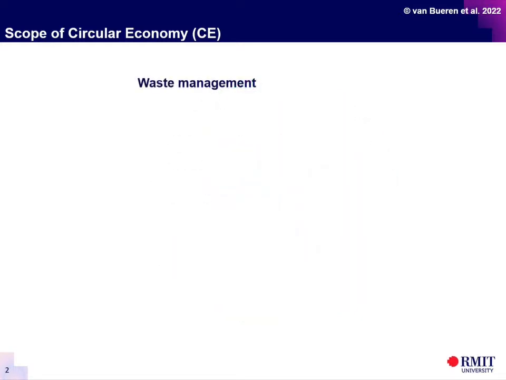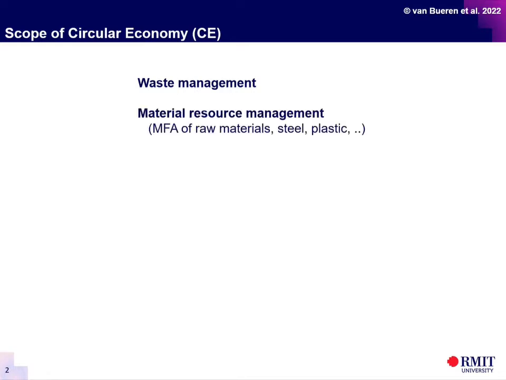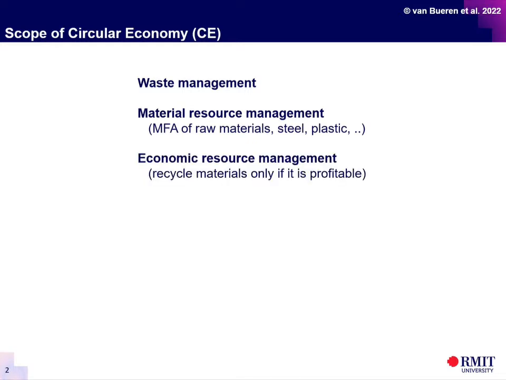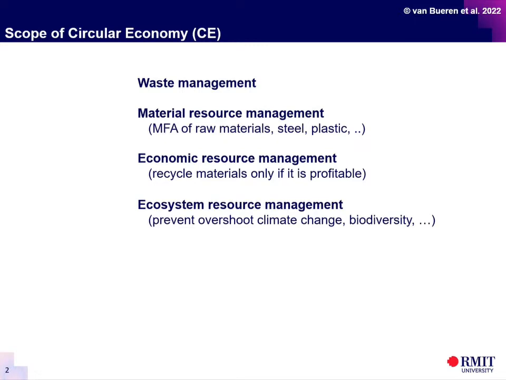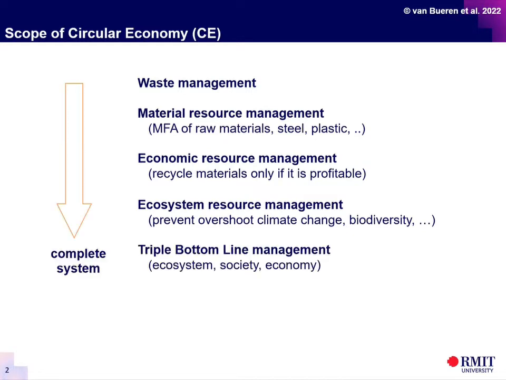Sometimes circular economy focuses only on waste management, but this can be elaborated with management of material resources, with material flow analysis of materials like steel and plastic, or a focus on economic resources, in which, for example, materials only get recycled when it's feasible and profitable. Circular economy can also focus on the natural ecosystem resources to prevent overshoot of climate change, biodiversity, and other ecosystem processes. This can also be extended into a complete systems approach with triple bottom line management, which covers the ecosystem, society, and economy and their interrelations.